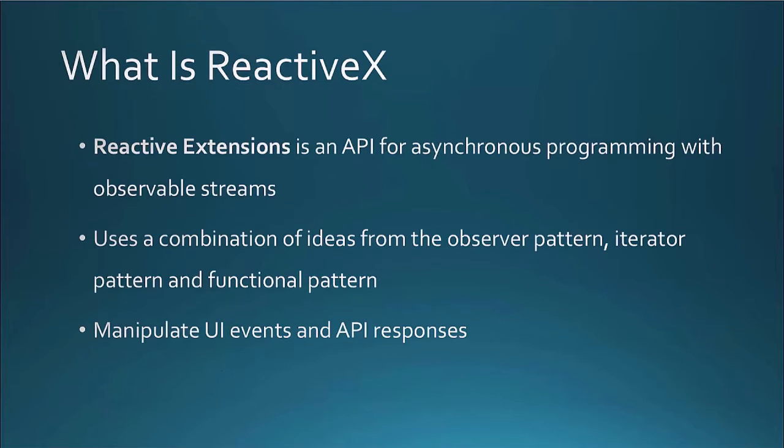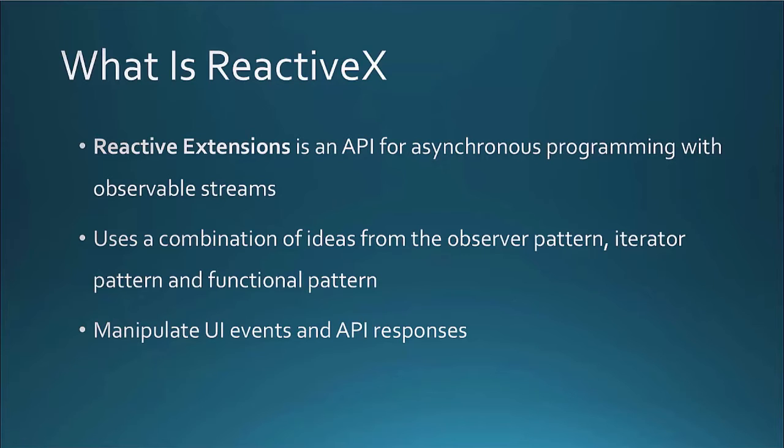So what is Reactivex or Reactive Extensions? It's an API for asynchronous programming with observable streams. So it uses a combination of ideas from the observer pattern, the iterator pattern, and functional programming. So basically, you can think about just about anything as a stream.